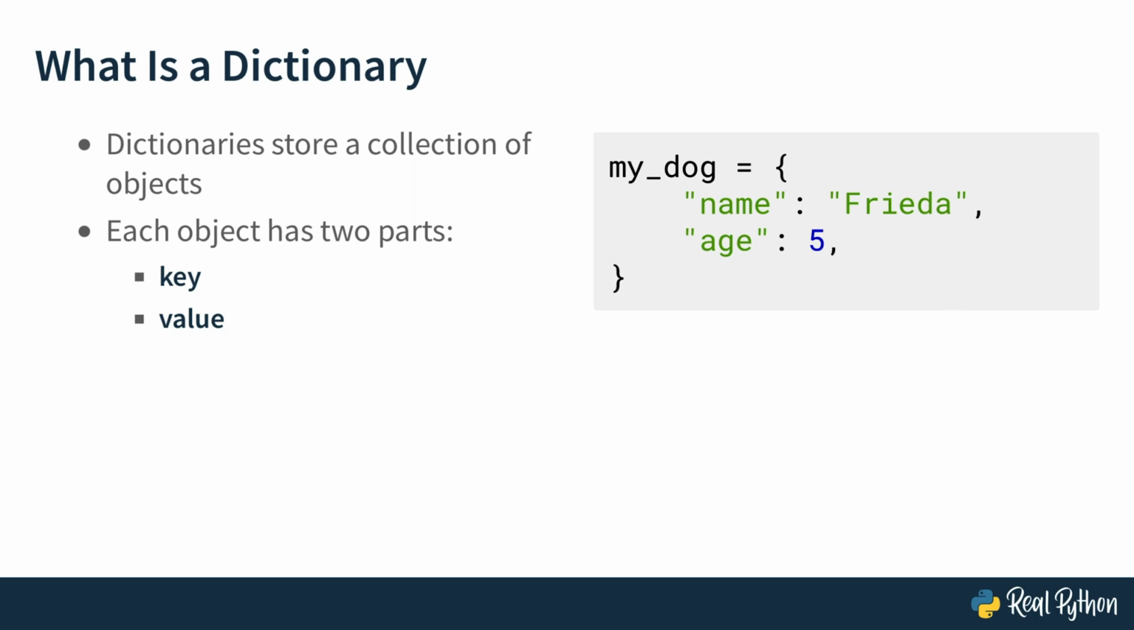Python dictionaries, like lists and tuples, store a collection of objects. Each object in a dictionary has two parts, a key and a value. Instead of storing objects in a sequence, like lists or tuples do, dictionaries hold information in pairs of data called key-value pairs. The key in a key-value pair is a unique name that identifies the value part of the pair. So here you've got the dictionary my_dog with name: Frida as an object and age: 5 as an object. The keys are name and age, and the values are Frida and 5.